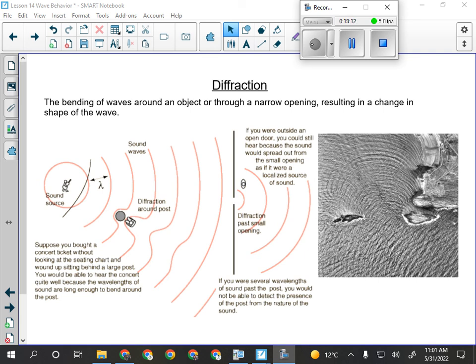So in this case here, we've got somebody who's at a concert and they got the worst ticket. Hopefully they didn't pay a lot of money for it, but they're behind this post. The post is directly between them and the source of the sound. Are they still going to hear the concert? Yeah, they won't see the concert, but they'll be able to hear it because sound waves, when they encounter the light post, are going to bend. They're going to diffract.